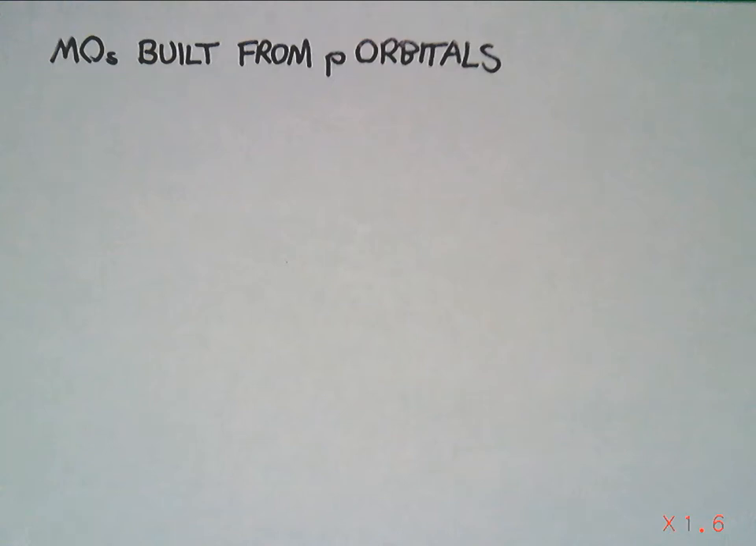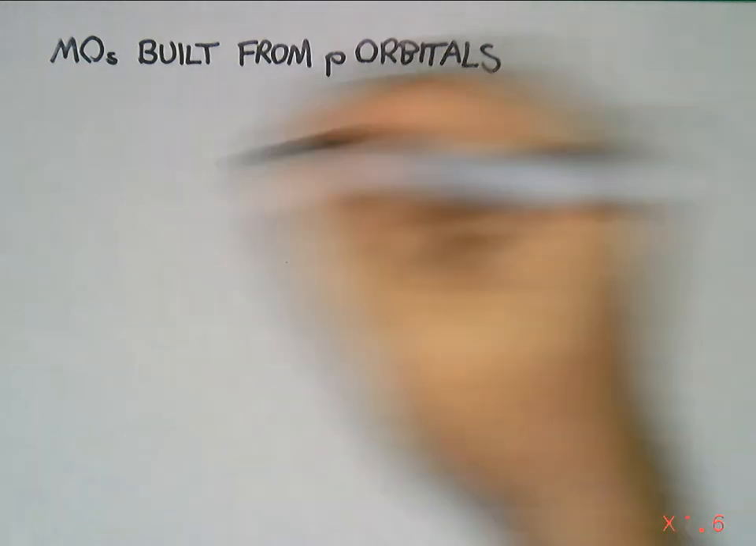In the last video, we looked at molecular orbitals that were built from s orbitals. We got two of them, a sigma orbital for bonding and a sigma star orbital for anti-bonding. Now you can get the same kind of thing happening with p orbitals, but they have more complicated shapes than s's, so we get something new happening.